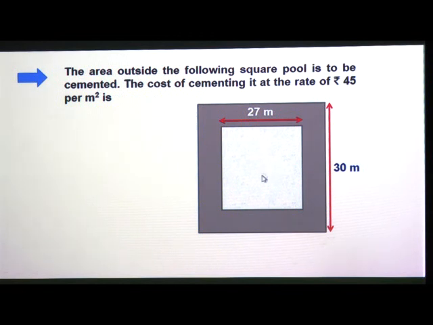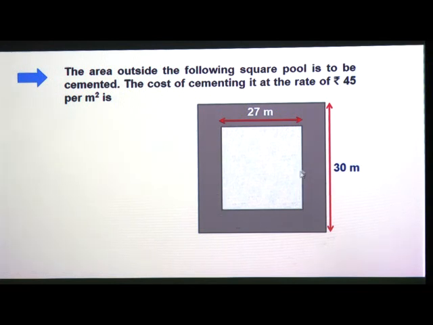This is a pool and this is outside the pool, that means the amount is required for cementing, because for 1 meter square it is given 45. So, what we had done? We had found out the area to be cemented. This area we had found out, it was 171 meter square.